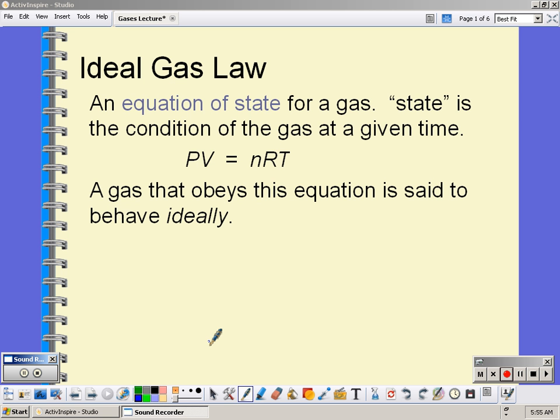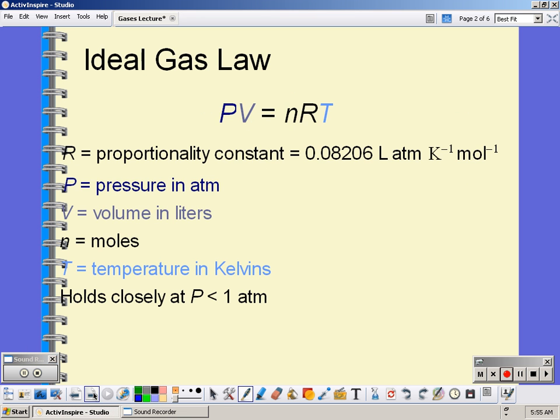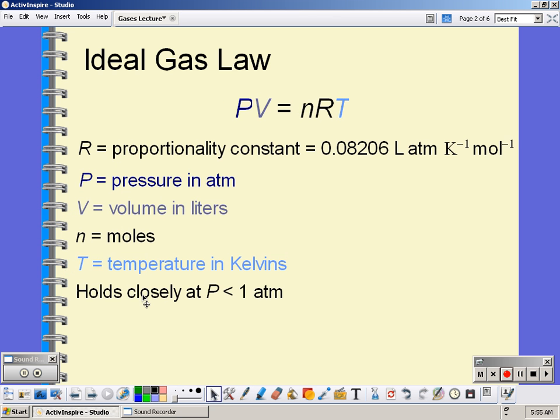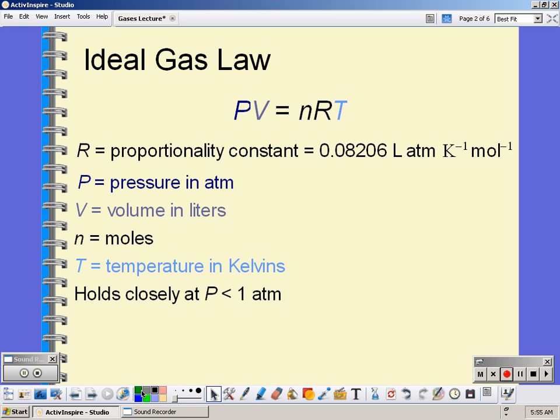Again, we're going to assume that all gases act ideally, and we'll talk at the end of this unit about what it means for it not to be an ideal gas, or when it is not an ideal gas. When you use pivnert, you have to know that R is the constant 0.08206 liters times atm over mole Kelvin. So it's telling you what units you have to be in.